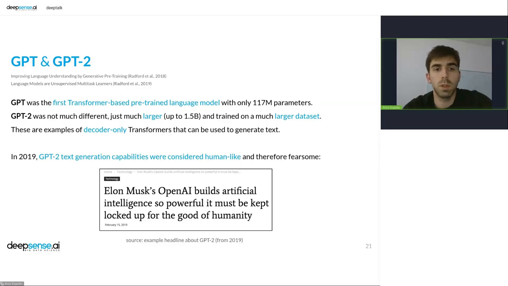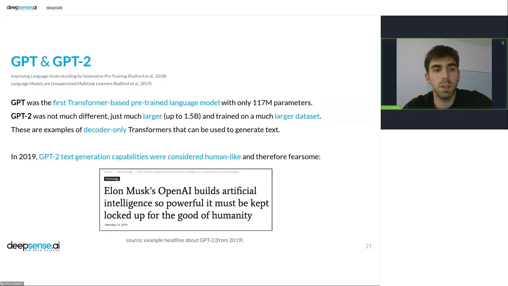So the first transformer-based pre-trained language model was GPT, GPT from 2018, as you can guess, invented by OpenAI. It was not that large yet because it only had slightly above 100 million parameters. And next year, another version of GPT appeared in 2019, GPT-2, which was not much different. It was just larger. It reached 1.5 billion parameters, and it was trained on a much, much larger data set. Both GPT and GPT-2 are examples of decoders, so they are able to generate text.